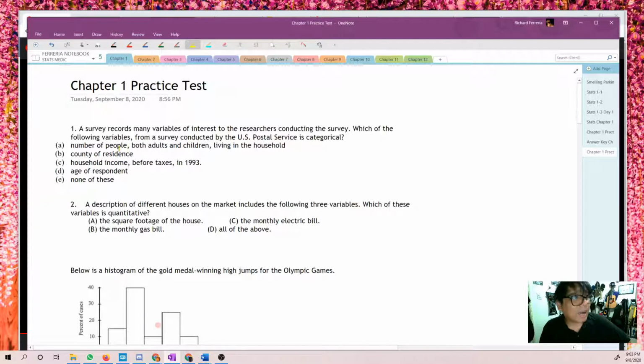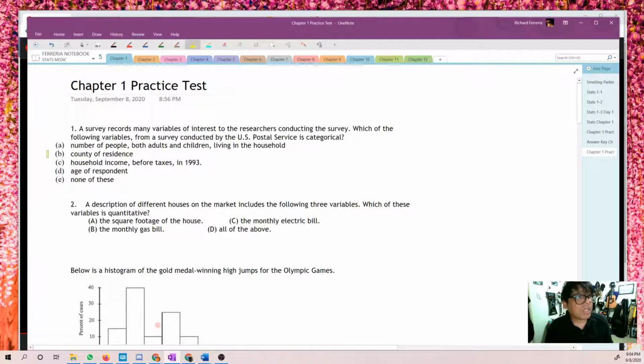So let's take a look at letter A. The number of people, both adults and children, living in a household. How would you answer that question? How many adults and children are living in your household? Well, you'd probably say a number like 4, 5, maybe 9, like my parents. And that number would have a meaning because 9 people living in a household means something different than 4 people living in a household. So this would make letter A quantitative.